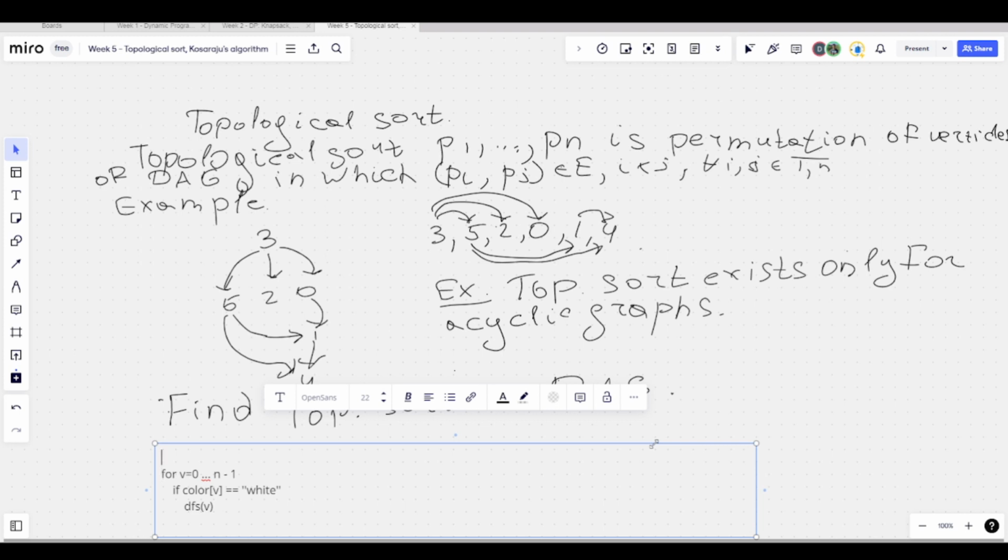In the T out array we have the time when we have passed our vertices, and T out in reversed order will be the topological sort. Is it true?